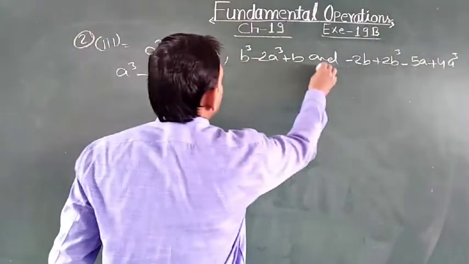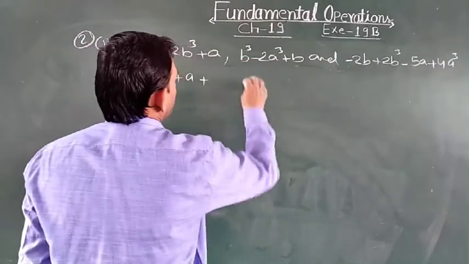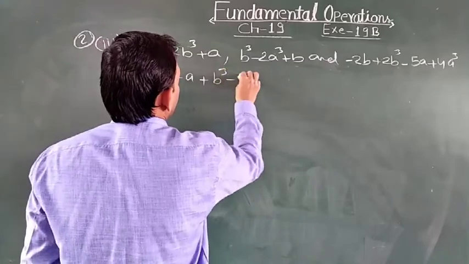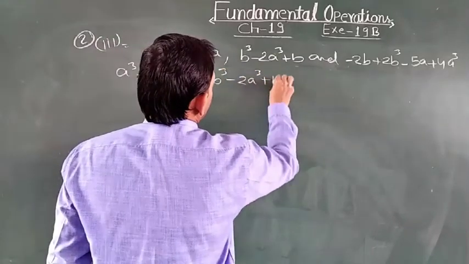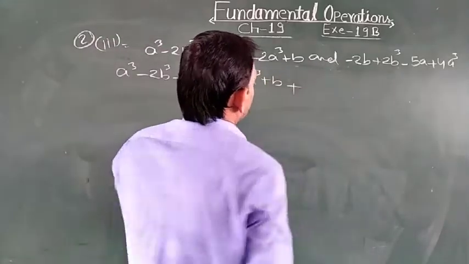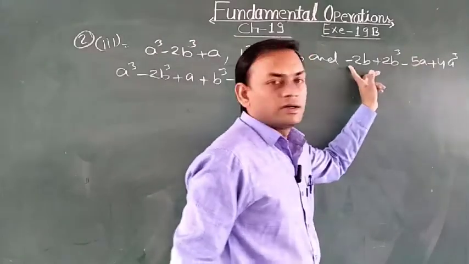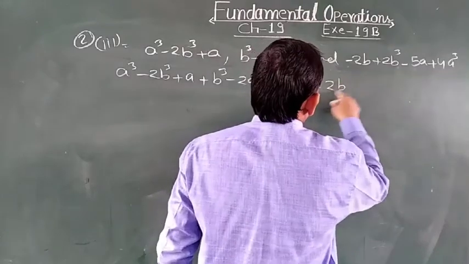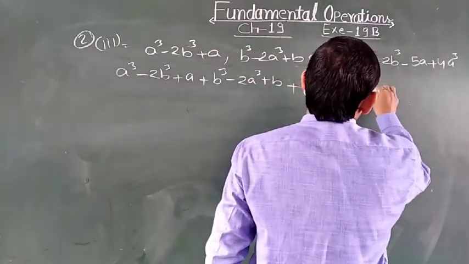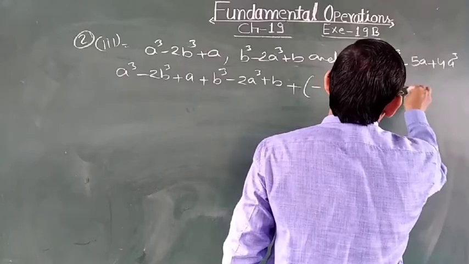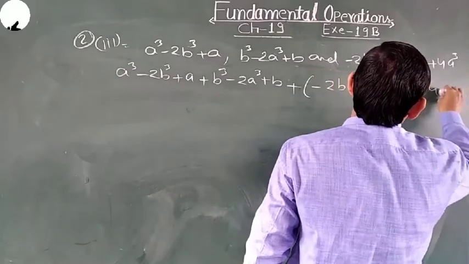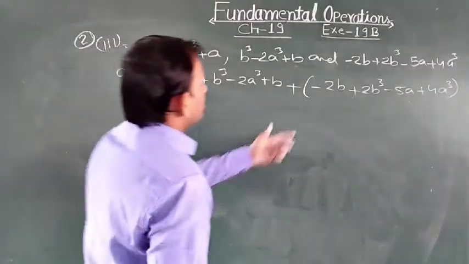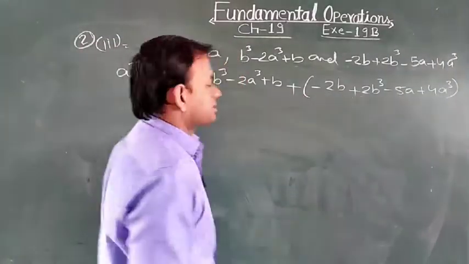Now we will add. Now we will write this polynomial, b cube minus 2a cube plus b, and plus, because this polynomial is starting with the minus sign, so we will write it in the bracket. Minus 2b plus 2b cube minus 5a plus 4a cube. Okay. Now, in the next step, we will open the brackets.